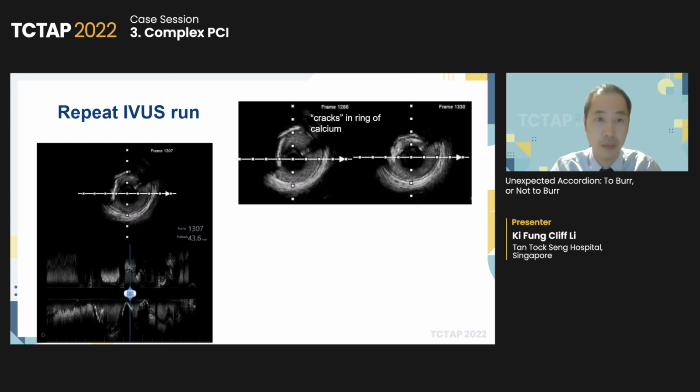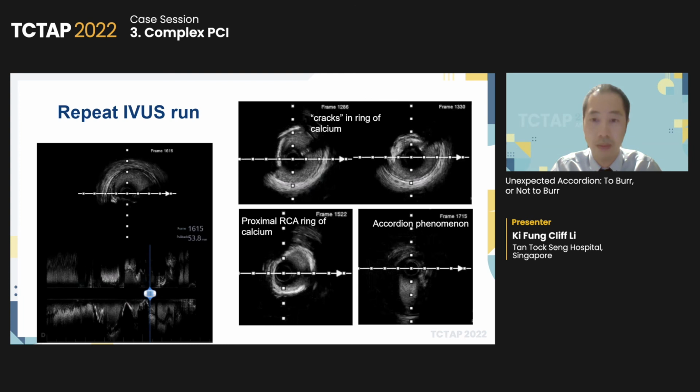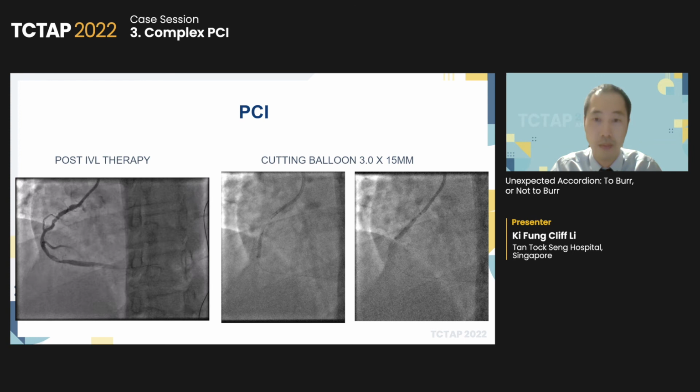So over here, you can see the cracks in the rings of calcium, and also the accordion phenomenon is still observed, but there was still a proximal RCA ring of calcium over here. So this is the angiographic result after the IVL therapy, which shows pretty good angiographic expansion actually. And then we used the cutting balloon, the 3015mm, to dilate it further.